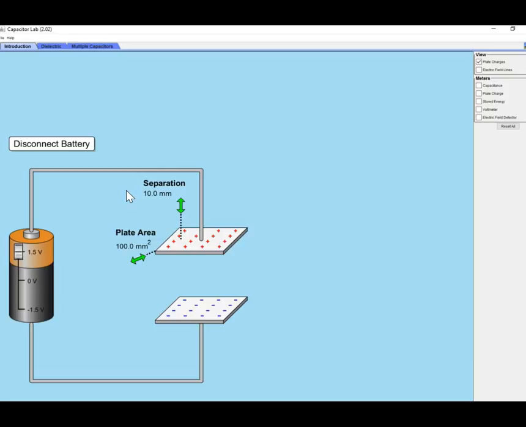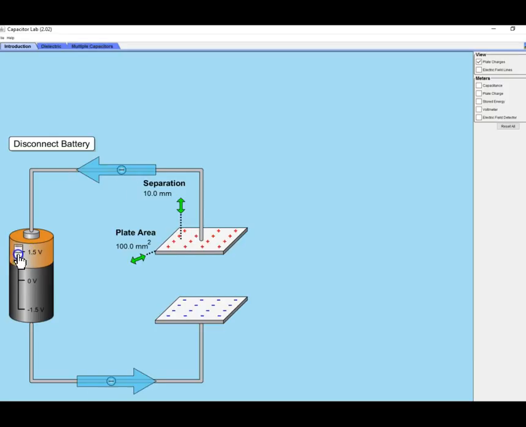This occurs because the positive terminal of this battery essentially pulls the electrons that were on this plate and pumps them through this battery down to this lower plate, and this lower plate becomes negatively charged. And then this top plate, consequently, will become equally positively charged, with the same magnitude of charge, except it's positive.